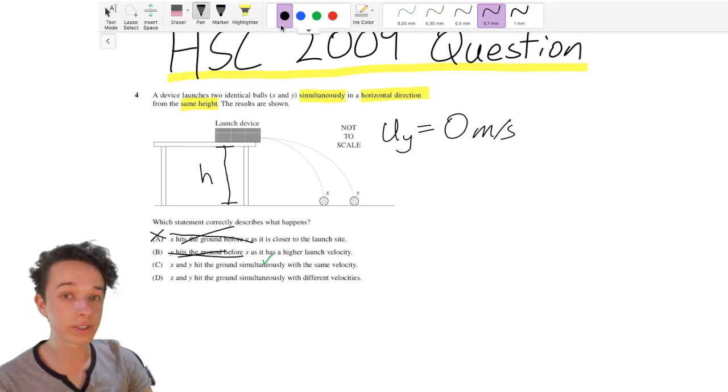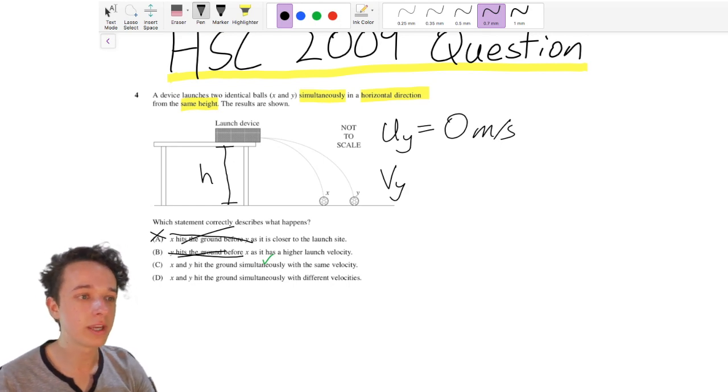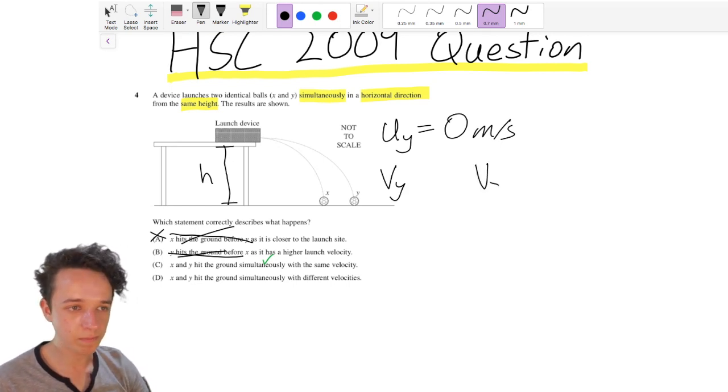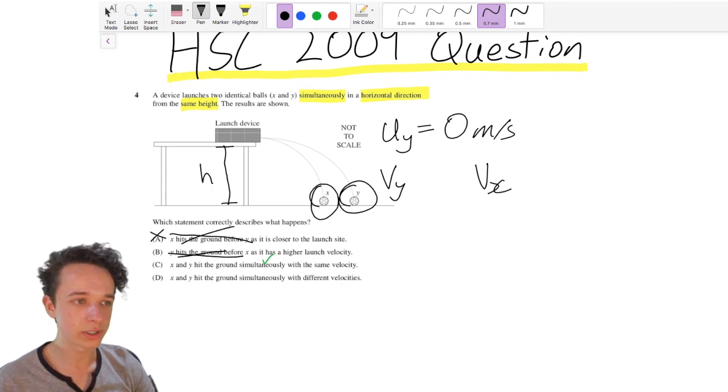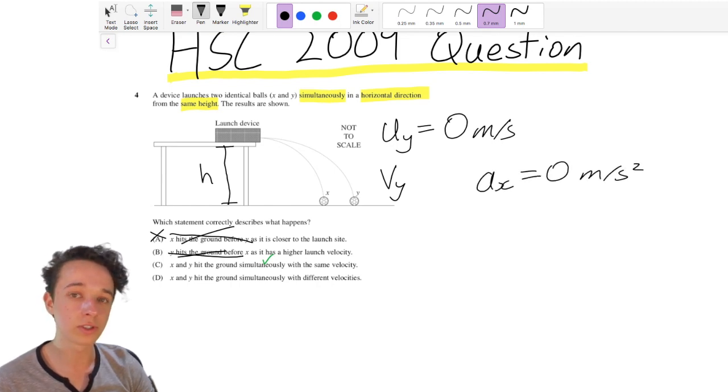They hit the ground with the same velocity Vy, but do they hit the ground with the same velocity Vx? Well, no, the Y projectile is going to have a greater Vx than the X projectile because there's no acceleration in the X component, right? There's no acceleration in the X component because there's no force acting on the projectile in the X component. That means that Ux, the initial velocity X, which we'll get from here, is equal to Vx.